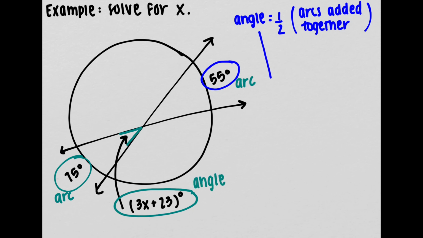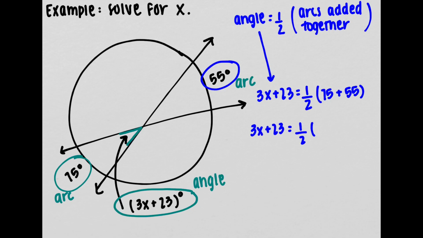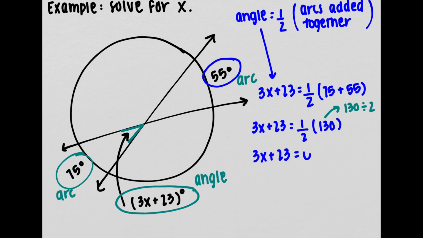When I go to fill in, instead of the angle, I'm going to write what I know. So it's 3x plus 23 is equal to, and I still have 1/2 of the arcs added together. So my first arc, doesn't matter which, is 75, plus my second arc, again, doesn't matter which, is 55. I'm going to simplify what I can. I'm going to leave that 3x plus 23 alone right now. It's equal to 1/2 times 75 plus 55 gives me 130. Again, I'm going to either do 1/2 times 130 in my calculator, or I'm going to do 130 divided by 2. When I do that, I still have 3x plus 23 on the left, but 1/2 of 130 is 65.